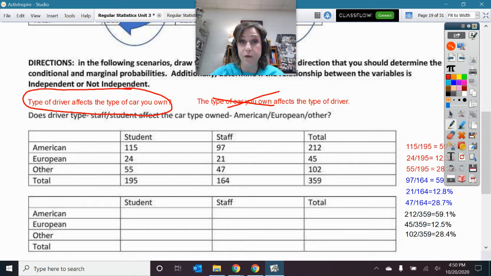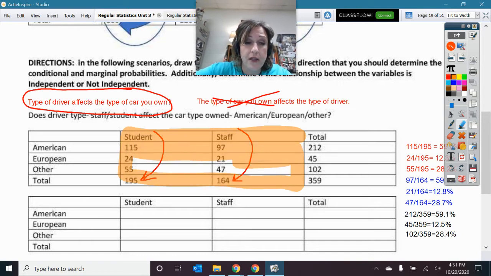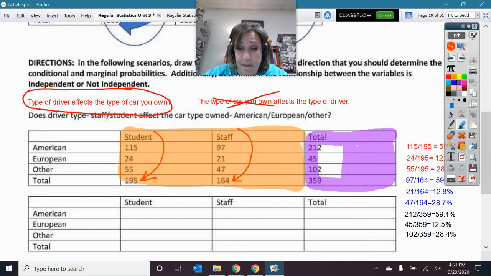Okay, therefore, here's how we're going to do this. We're going to then draw arrows from that variable. Student is one category. So I have 195 students. Staff is one category. So I have 164 staff members. So this is going to end up being my conditional section, because conditional upon you being a student or staff member, those are where my fractions are going to be for the conditional probabilities. And my denominator for student, 195. Denominator for staff, 164. Okay, and then I'll be comparing those to my marginal probabilities of overall what's happening.